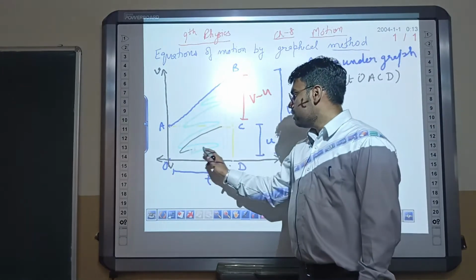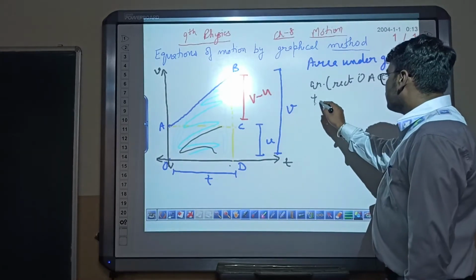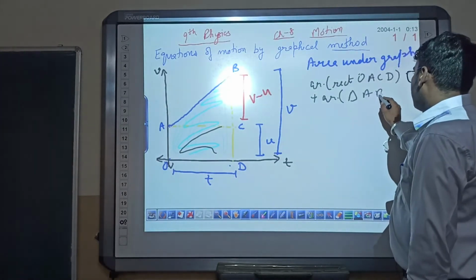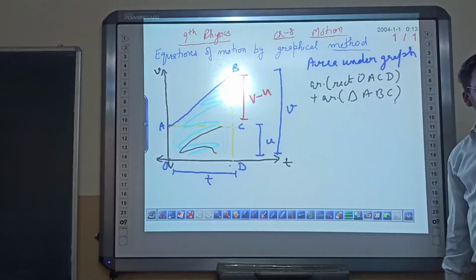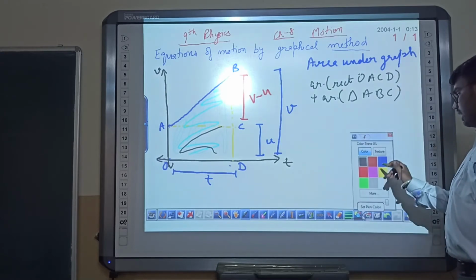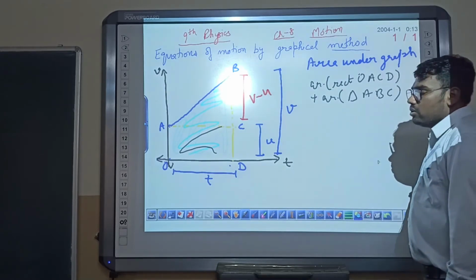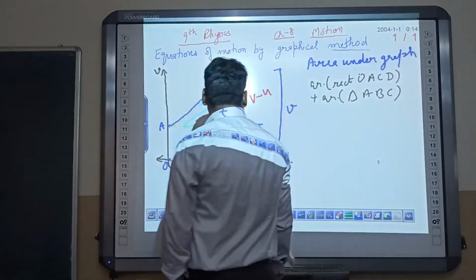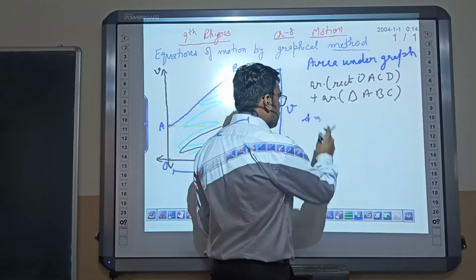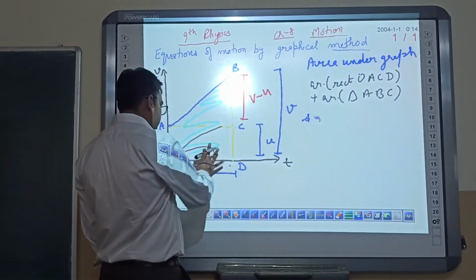This rectangle plus area of triangle ABC. Is this okay? This is the area under this graph. So what will be the value of area? We know that area of VT graph gives us displacement. So displacement is equal to area of rectangle, which is base into height.